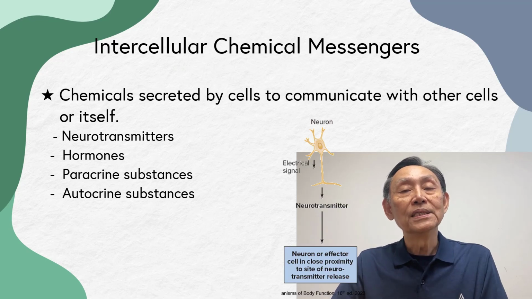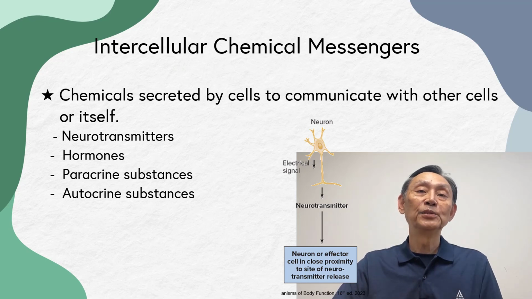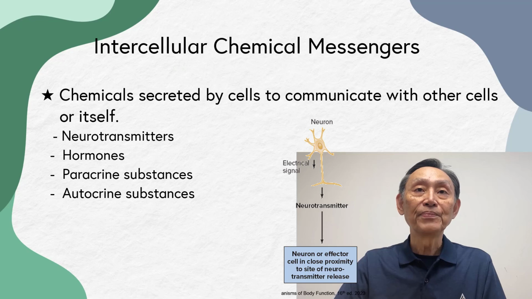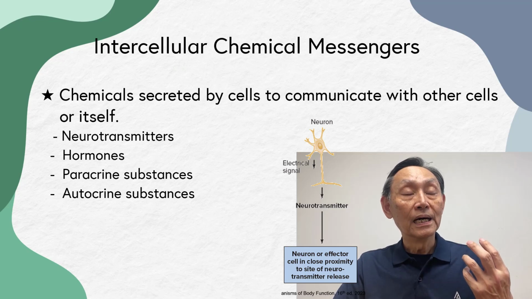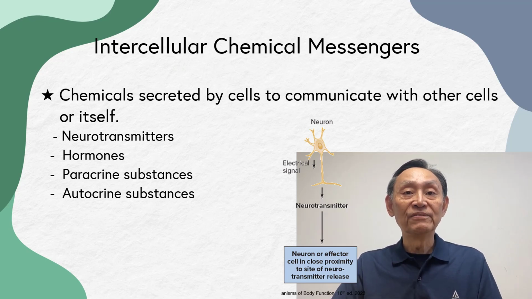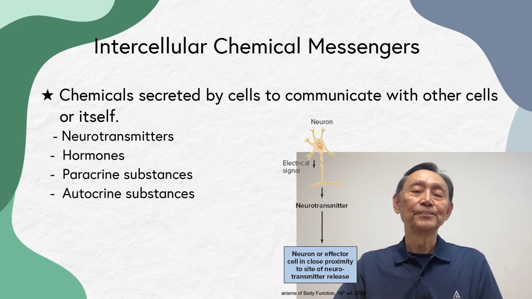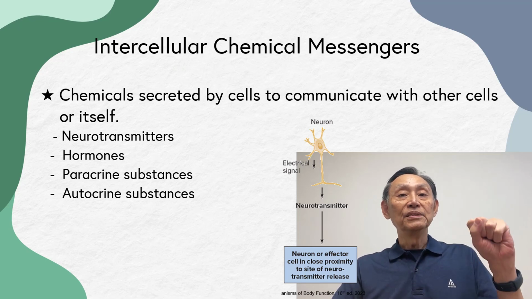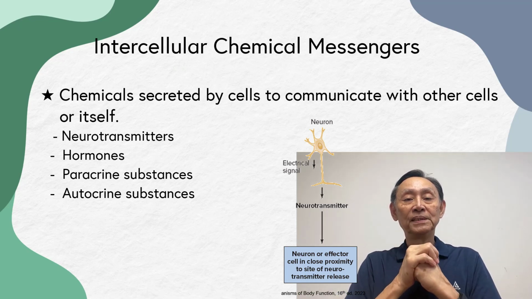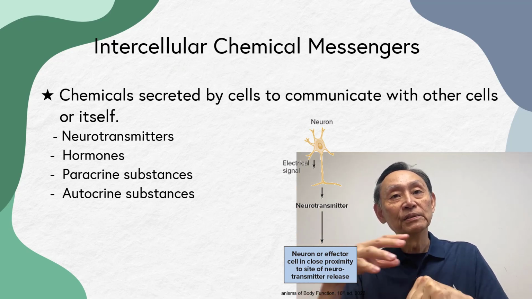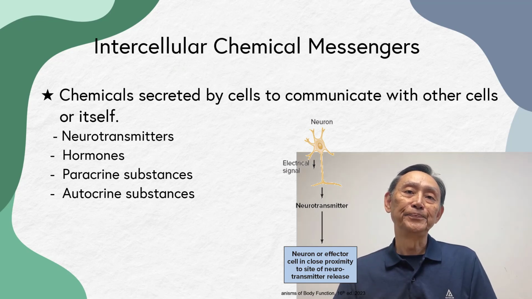So neurotransmitters are secreted by neurons, and when we talk about the nervous system, neurons are the major cell types. So the neurons will secrete these neurotransmitters and will affect other neurons or effector cells, and these effector cells are mostly muscles and gland cells. Usually the other neuron and effector cells are in close proximity to the site of neurotransmitter release. That means the terminal of the neuron usually has direct contact with the other neuron or their effector.